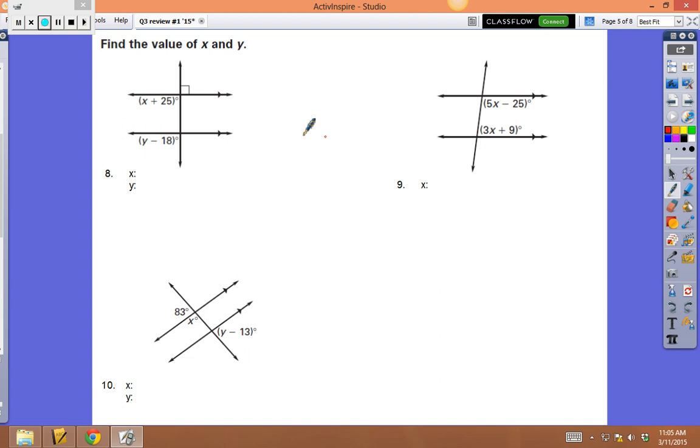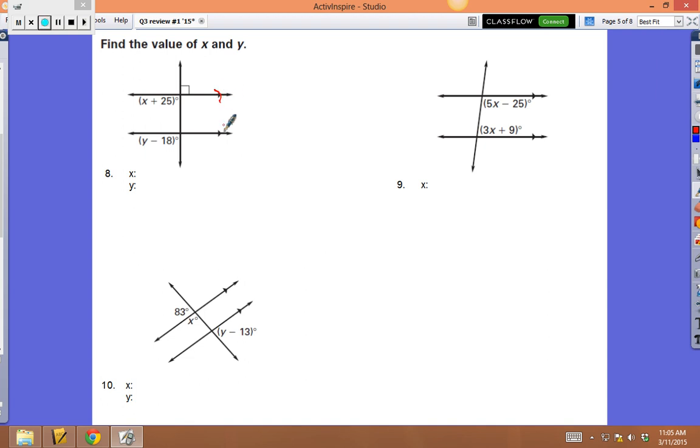Okay, number 8. These lines are parallel. If these lines are parallel, all these angles are either congruent to each other or they add and give you 180. So this angle right here and this angle right here are congruent to each other. They are the same. This is 90, this is 90. So x plus 25 equals 90. So what number plus 25 is 90? Minus 25, minus 25. So x has got to be 65.